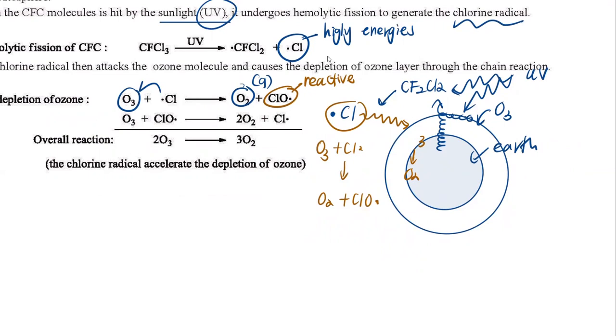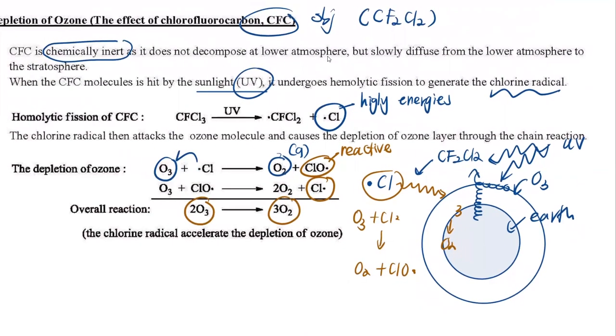So the continuous depletion of energy will continue until the chlorine radical loses its energy. 最后你看它一直 continue to form radical，一直 form radical，所以它的 depletion 是一直 continue 的。最后你可以看到说 ozone layers are depleted to form oxygen gases. So that's why global warming happens nowadays.